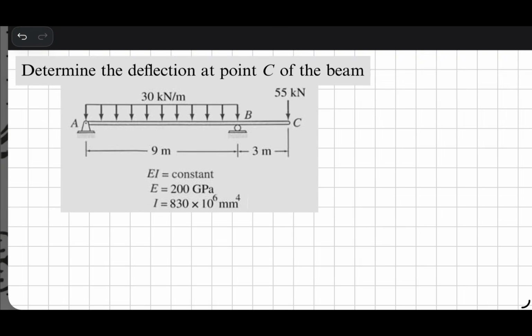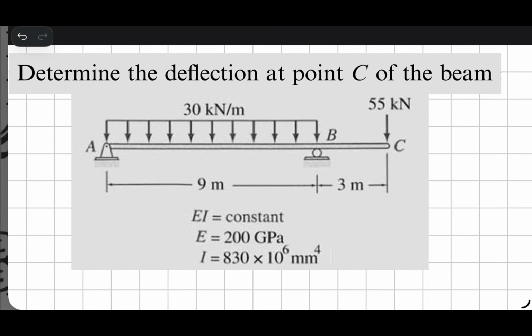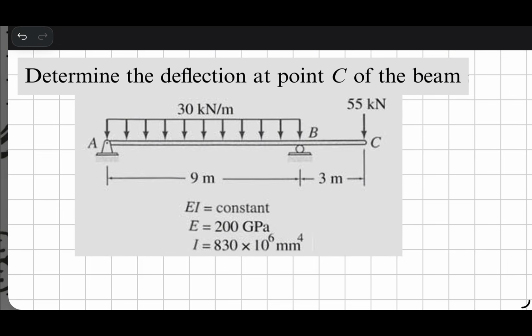So this is another example for moment area theorem. Determine the deflection at point C of the beam as shown in the figure. The beam has a uniformly distributed load of 30 kilonewton per meter and then a concentrated load of 55 kilonewtons. The values for E and I are constant all throughout the beam from A to C.